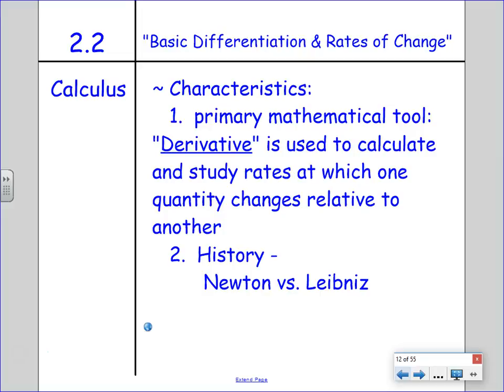The primary mathematical tool of calculus is the derivative. We've kind of talked about him. We talked about his verbal description, talked about his definition. But what is he used for? The derivative is used to calculate and study rates at which one quantity changes relative to another quantity.